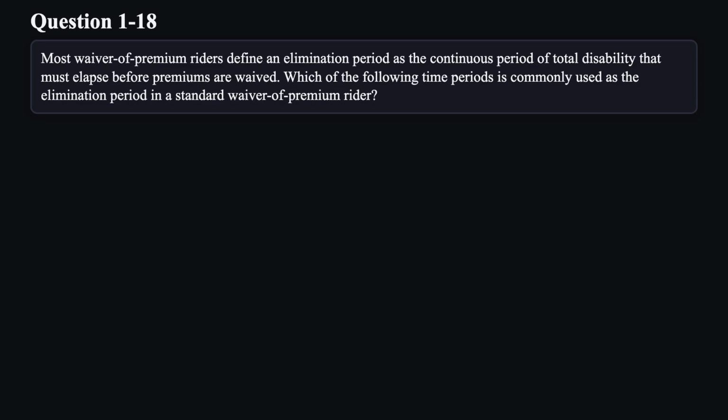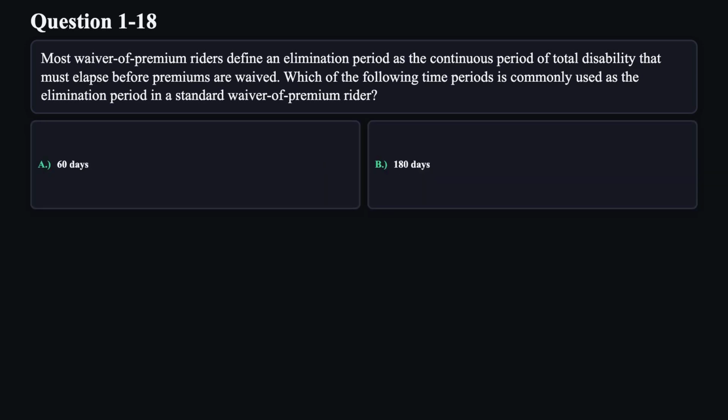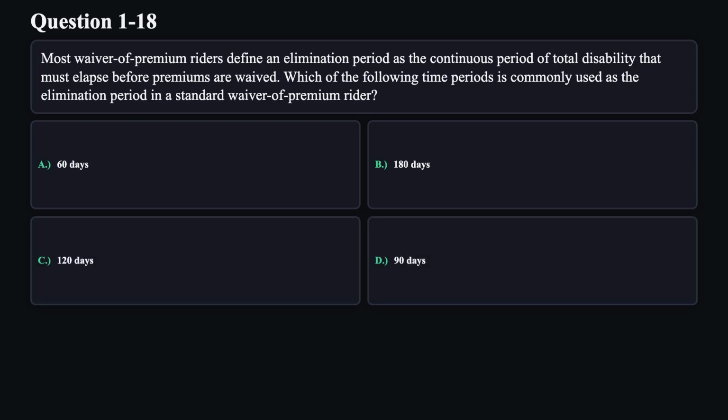Question 18. Most waiver of premium riders define an elimination period as the continuous period of total disability that must elapse before premiums are waived. Which of the following time periods is commonly used as the elimination period in a standard waiver of premium rider? A. 60 days. B. 180 days. C. 120 days. D. 90 days.